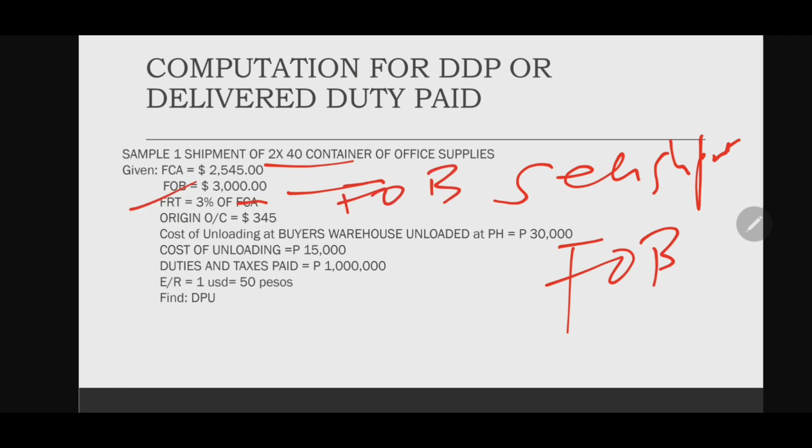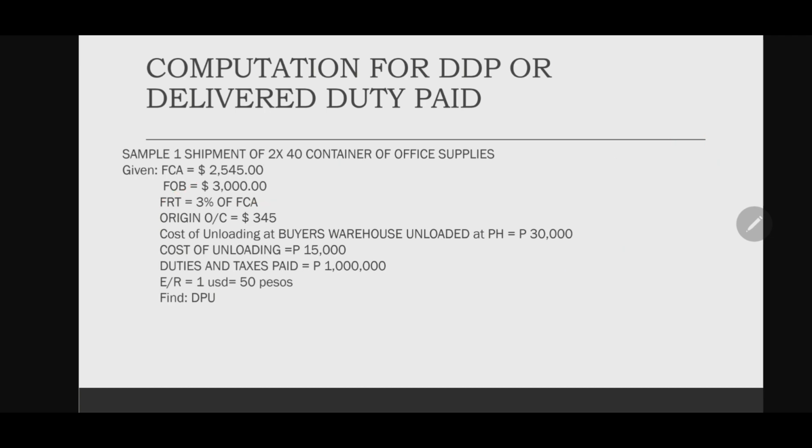And then there is a given origin other charges. But again, you just need to ignore that because in the computation of the D group, we are just going to use the destination other charges. So the other charges here that are given, destination other charges, is the cost of delivery. Okay? So 30,000, cost of unloading 15,000, duties and taxes paid 1 million, exchange rate is 50 pesos per $1 US, and we're looking for DDP, delivered duty paid.